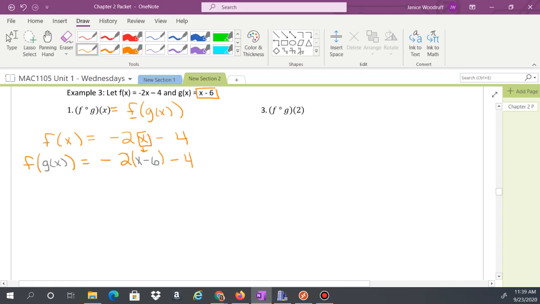And then we work it out. So we do negative 2 times x is negative 2x. Negative 2 times negative 6 would give us a positive 12, and then negative 4. So we say f of g of x is negative 2x plus 8.